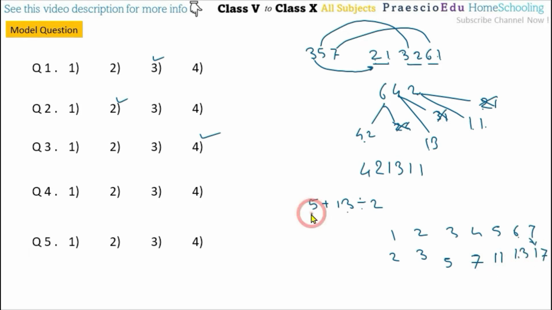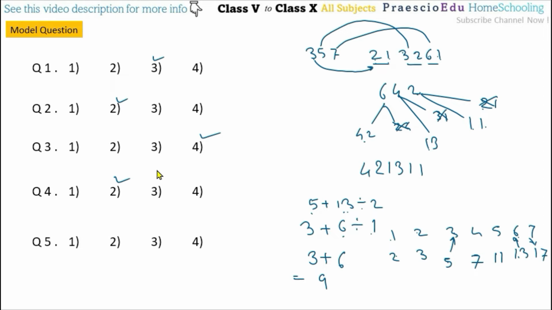So 5 is replaced with 3, so 3 will be here, plus 13 is replaced with 6, and divided by 2 is replaced with 1, so 6 divided by 1 is 6. The addition and the 3 stay as it is, so 3 plus 6 is 9, and 9 is given in option number 2.